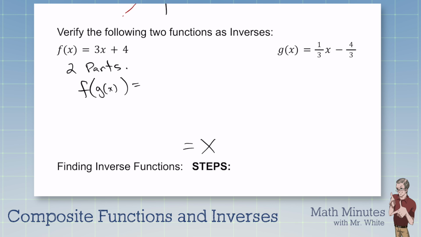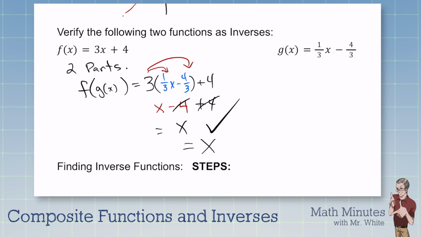So the f function is 3 times the input plus 4, and then we're putting the g function on the inside. I know these are fractions and it might look scary, but when you do the distributive property here, you just get x minus 4. And then we have the plus 4. And those add up to 0. Look at that. It does equal x. So we put a check mark. We just confirmed that that works.